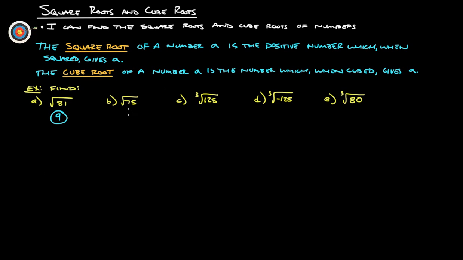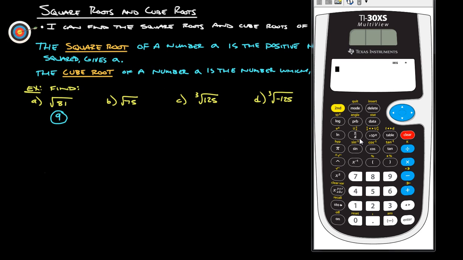Let's see, square root of 75. That one here is not going to be a perfect square, so we're going to want to plug that into our calculator. On the TI-30 XS, you're going to want to do second, and we'll get the square root in there, and then just do 75. Push enter, and the nice thing about these is it's going to simplify it for you. It's 5 root 3.